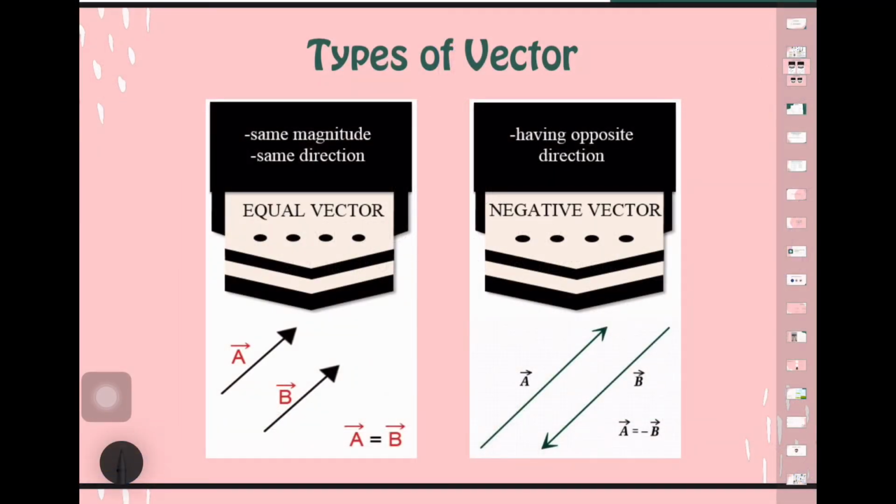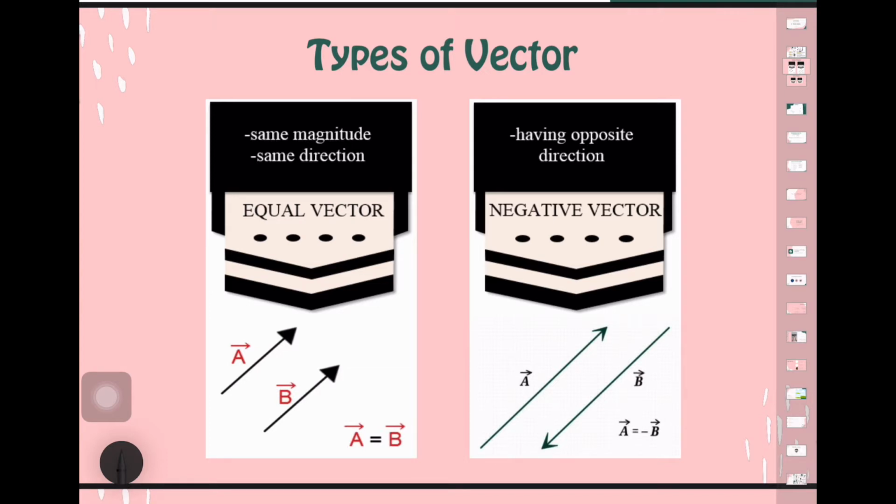Okay, we just saw the introduction to the vector. How do we denote our vector? What is the notation for the magnitude of our vector? Okay, apa beza vector and skala? Di mana skala hanya mempunyai magnitude, tetapi vector mempunyai magnitude dan juga direction.